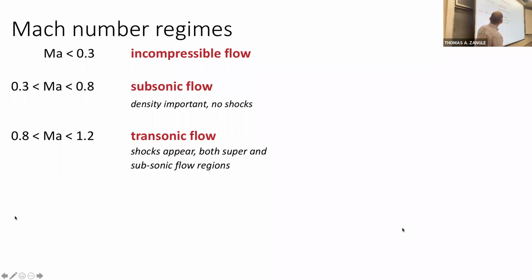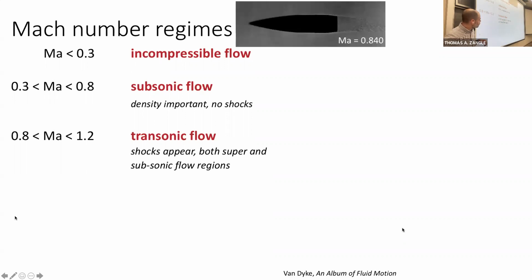For Mach number from 0.8 to about 1.2, which is right around that sonic region, right around Mach number equal to 1, we call this transonic flow. In this type of regime, shocks appear within the flow, and we'll typically have both super and subsonic flow regions. So that image, see if I can turn.